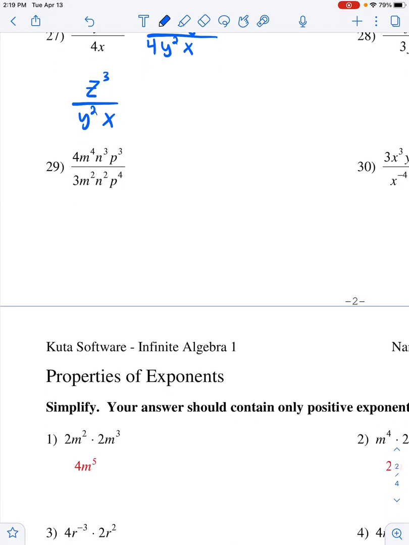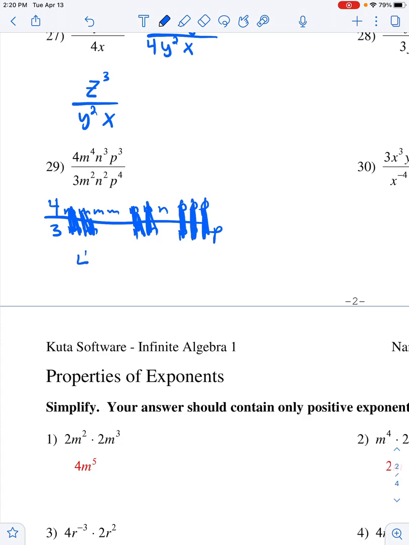Last one: if I go through here, there are no negative exponents, so I can just go ahead. I could do it 2 ways. I could look at it this way: that's 4 over 1, 2, 3, 4 n's, we have 1, 2, 3 p's over 3. I have 2 m's, 1, 2. I have 2 n's, 1, 2. And I have 4 p's, 1, 2, 3, 4. So then I cancel them off.